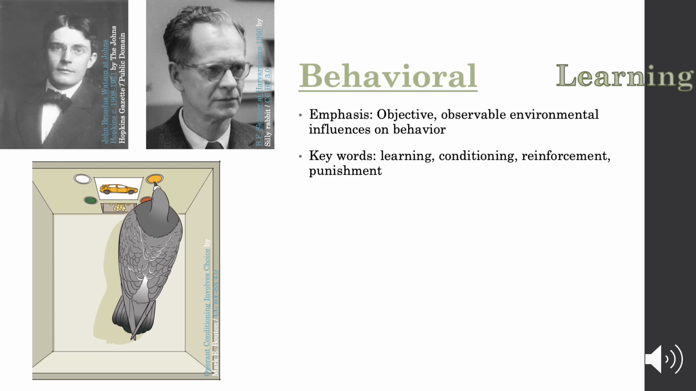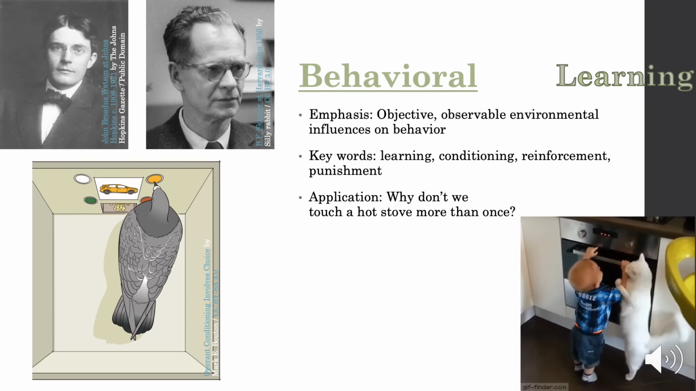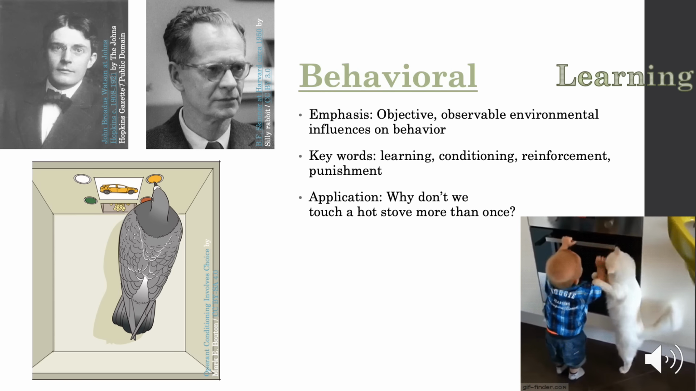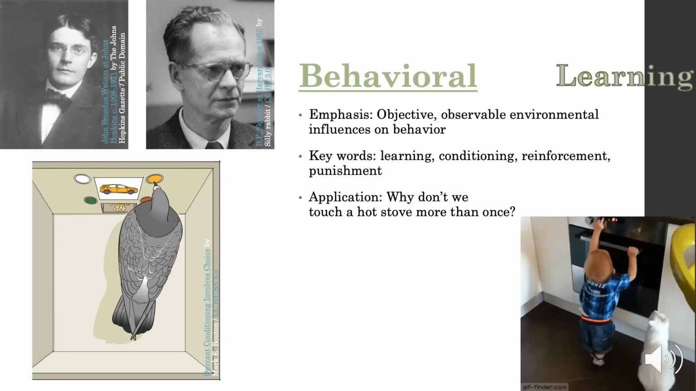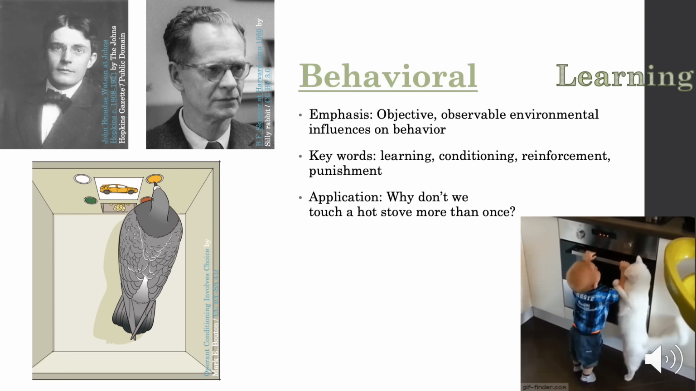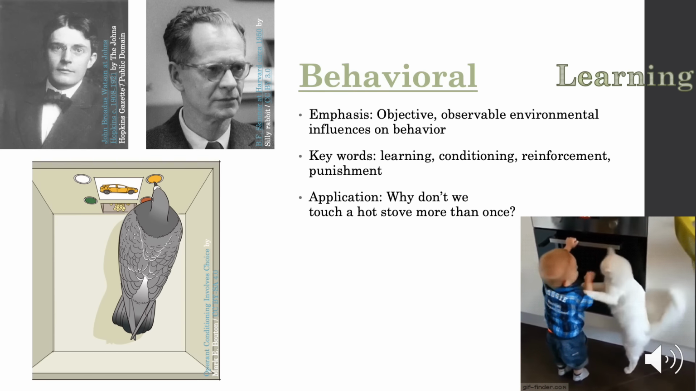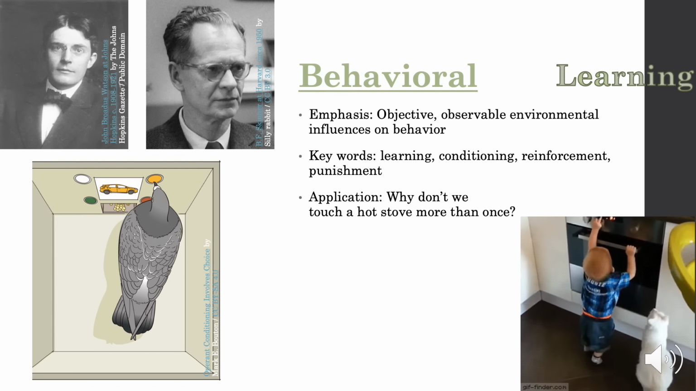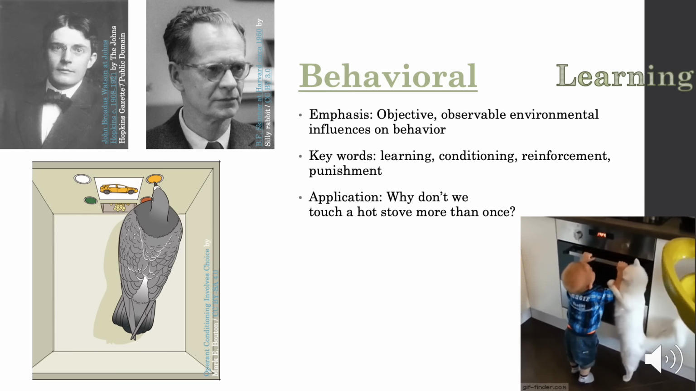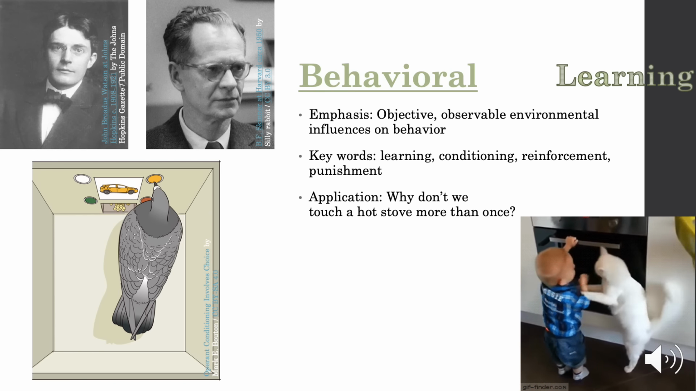Key words to remember for the behavioral perspective are learning, conditioning, which is a fancy word for learning, reinforcement, and punishment. A simple example of the behavioral perspective shows how quickly we learn from experience. Why don't we touch a hot stove more than once? Because we learn from experience. In this GIF, it seems like the cat has learned this lesson before the young boy and tries to protect him from touching the hot oven.